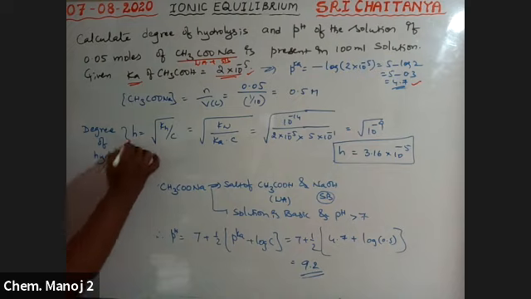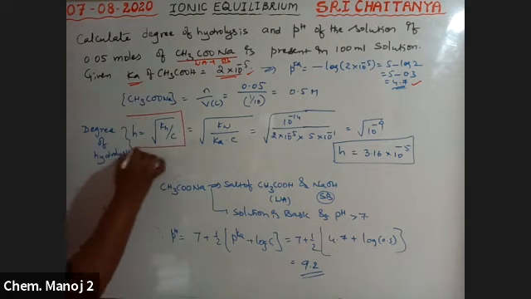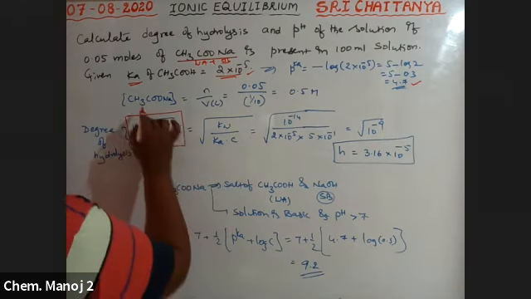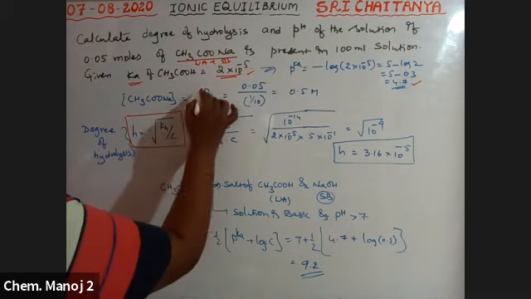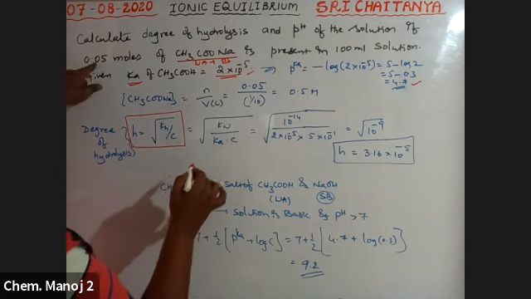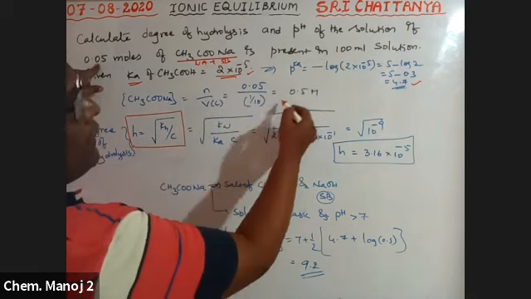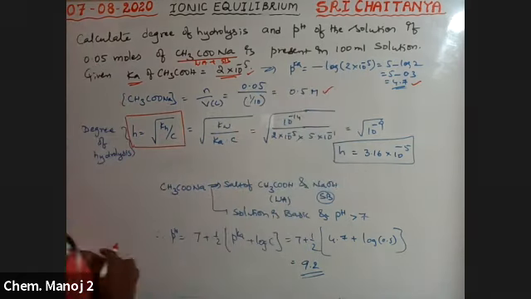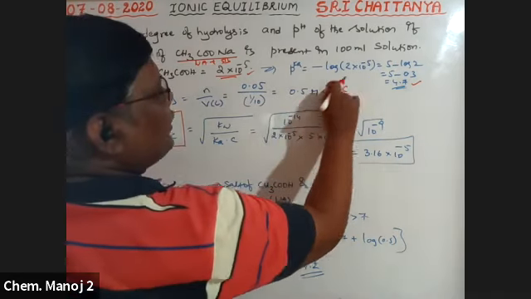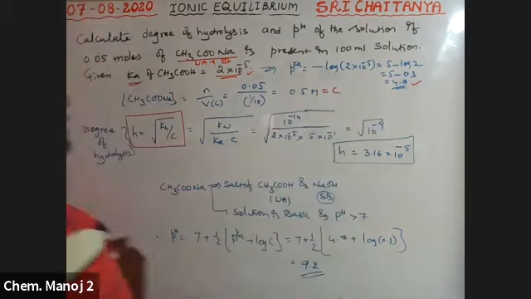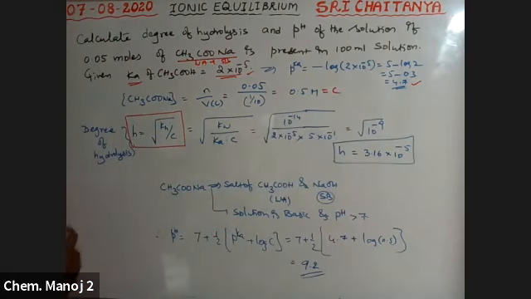Now we want to calculate the degree of hydrolysis. What is the degree of hydrolysis? h is equal to root of Kh by C, where C is the concentration of the salt. The concentration of the salt is not given, so I calculate it: concentration is number of moles by volume in liters. Number of moles is 0.05, and volume in liters, 100 ml, is 1 by 10. Therefore, C is 0.5. So apply the formula h equals root of Kh by C.